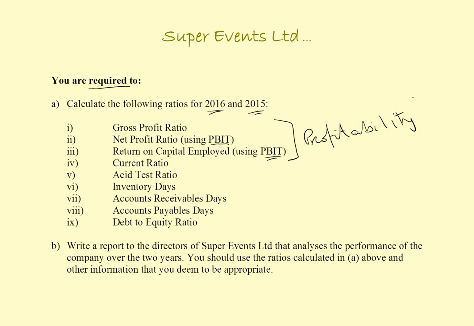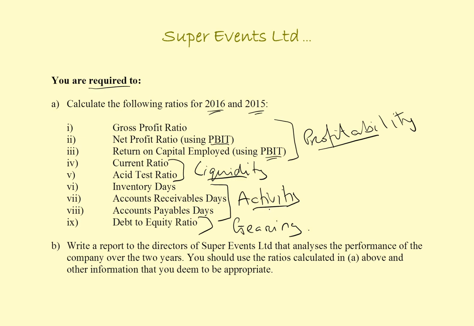We then have the current ratio and the acid test ratio. Those two together can be classified as liquidity. We then have inventory days, the accounts receivables days, and the accounts payables days. Those can be classified as activity ratios. And then finally down the bottom we have a debt to equity ratio, which will be a gearing ratio. So we've got four groups of ratios and we're going to analyze the ratios under these four headings.